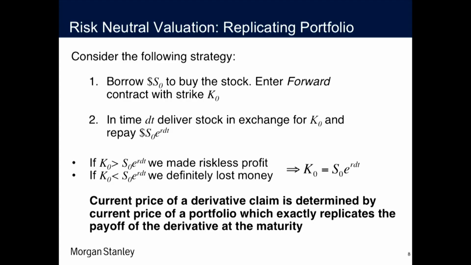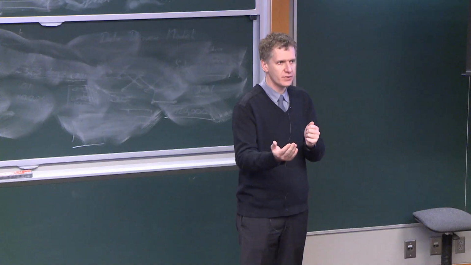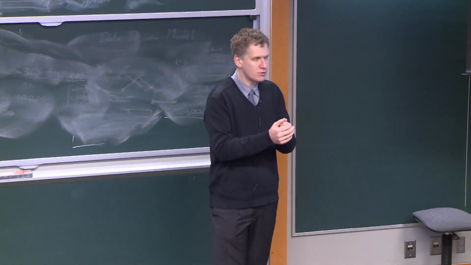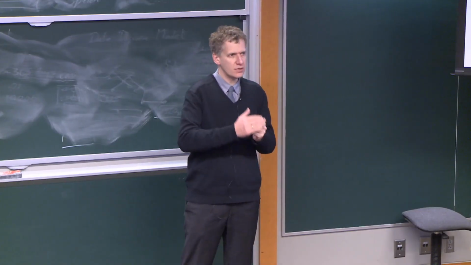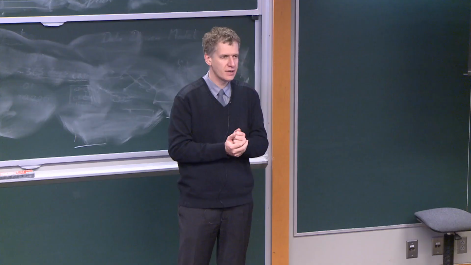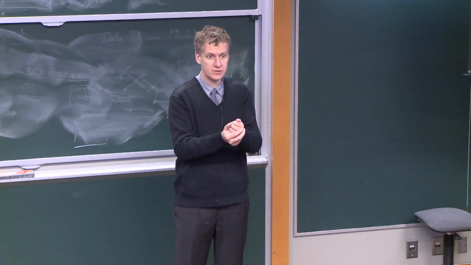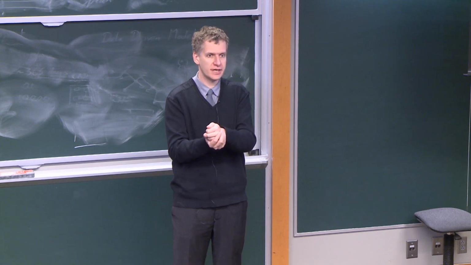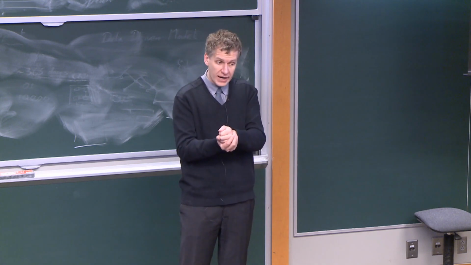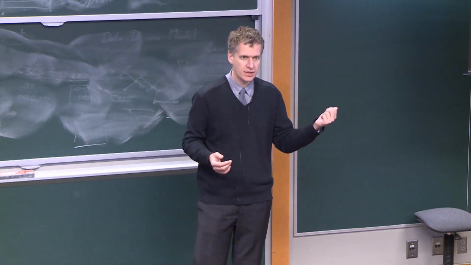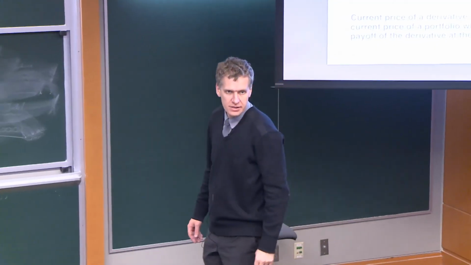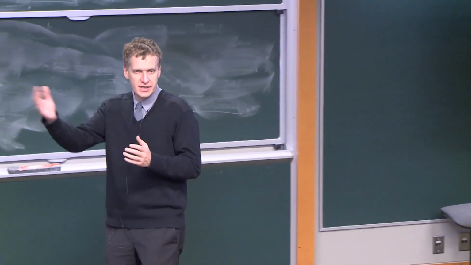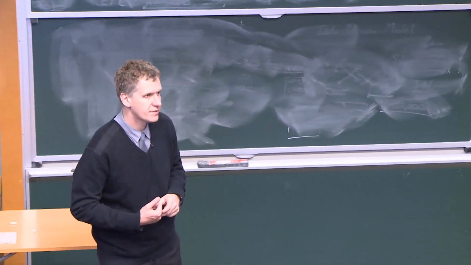Then we'll wait for one period. And at the same time, sorry, we enter on the short side of the forward contract. So we agree to sell the stock for some price K0. So in dt, in one period of time, the contract expires. We already have the stock, so we just go and exchange it for K0 dollars, right? But at the same time, we need to repay our loan, which has now become S0 times e to the r dt. This is deterministic, right? We borrowed S0, and in time dt it became S0 times e to the r dt.